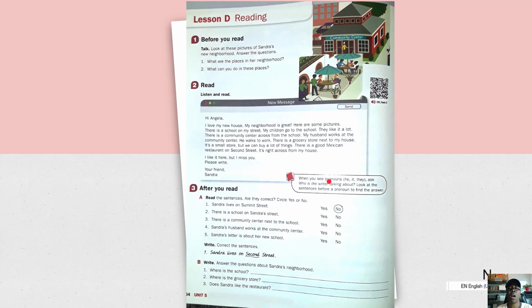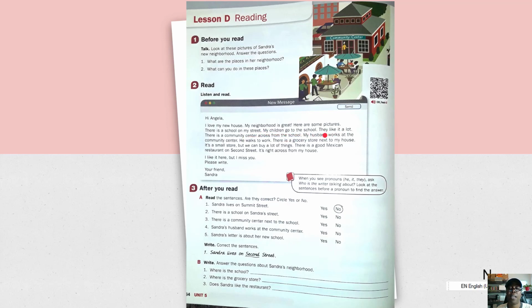We have talked a lot about the different pronouns in the English language. You know, we've got different kinds of pronouns. But right now, I just want to focus on he, it, and they. Okay, and it says to look at the sentence before a pronoun to find the answer. So let's see if we can find he, it, or they.